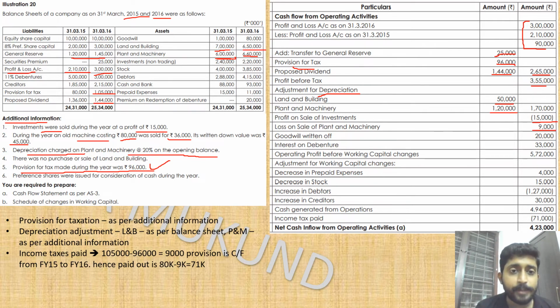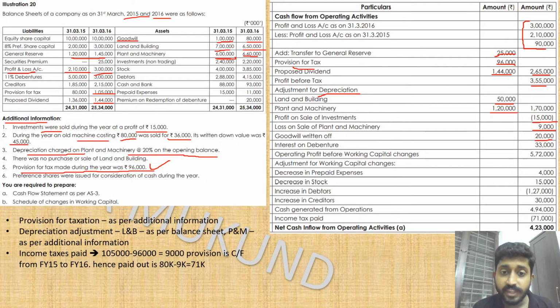Okay. Next, coming to the goodwill. Here you can see goodwill was 1 lakh as the opening balance, and 80,000 is now the closing balance, which means certain goodwill is written off. When it is written off, the P&L will be debited for this 20,000. So I am adding back this 20,000 to the P&L.